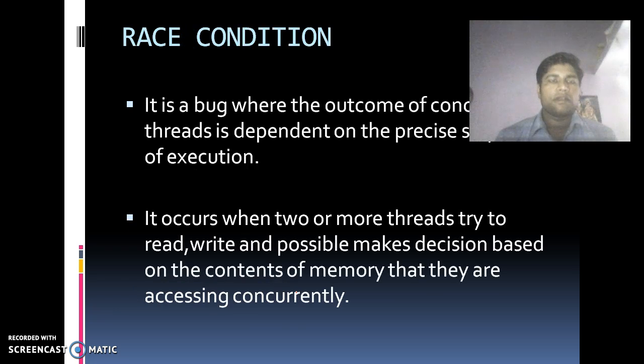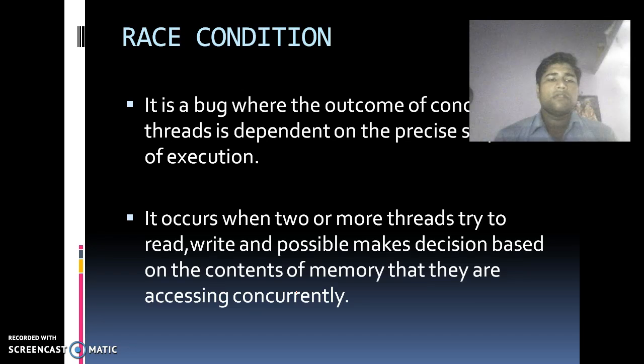Now, race condition. It is a bug where the outcome of the concurrent threads is dependent on the precise sequence of execution. For example, there are two trains, and they want the shareable single track at the same time. So what will happen? We have a collision. To remove this, we have a different type of procedure or protocol so that one train will come and one will be stopped.